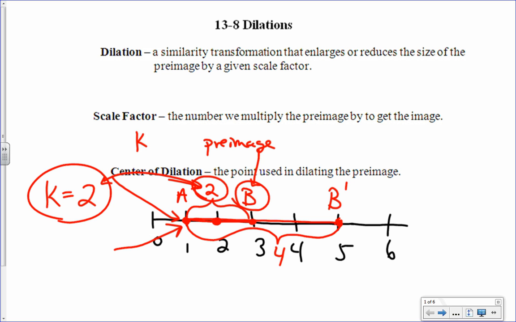If you do not already have a protractor, you are going to want one. So go ahead and take a second and grab one if you don't have one.